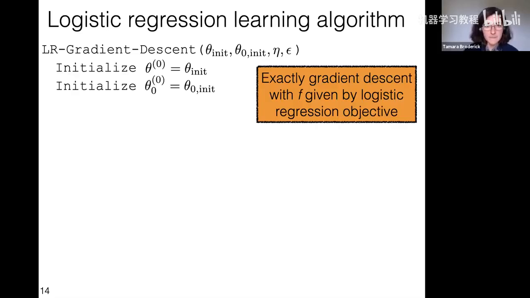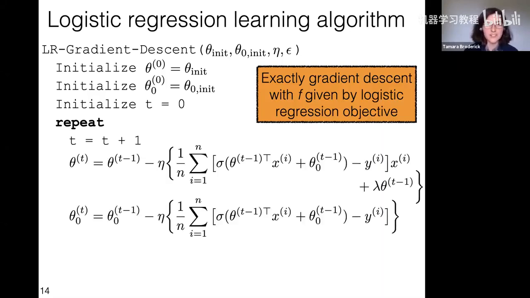We initialize, starting at particular values of the parameters, theta init and theta naught init. Those are just initial values. We have our counter of what step we're on, t equals 0. And we're going to repeat the steps of gradient descent, applied specifically to logistic regression.